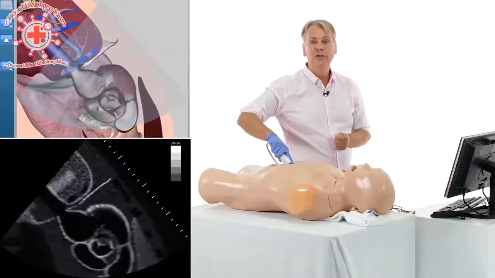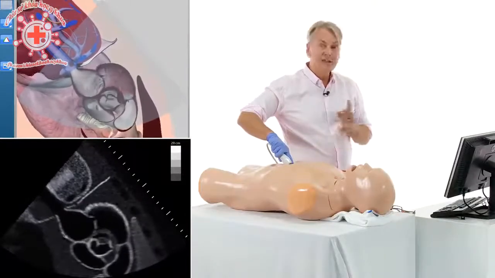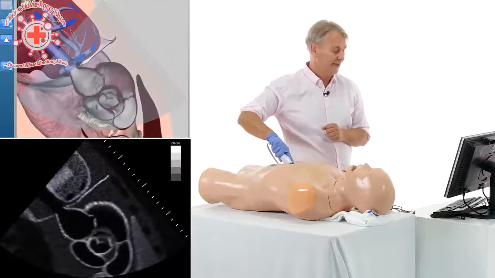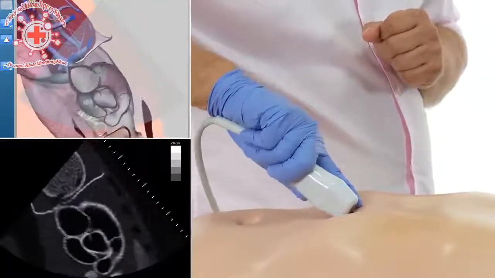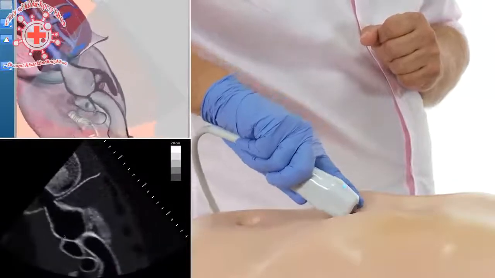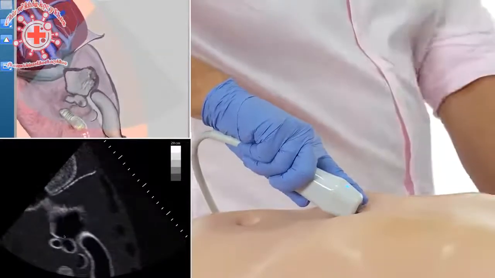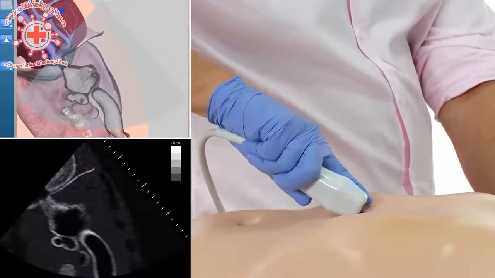Now, for those who want to become experts, there's even a way that you can see the SVC. You need to just tilt and turn the transducer a little bit and just follow the IVC, and the continuation of the IVC is actually the SVC, which can be seen right here.